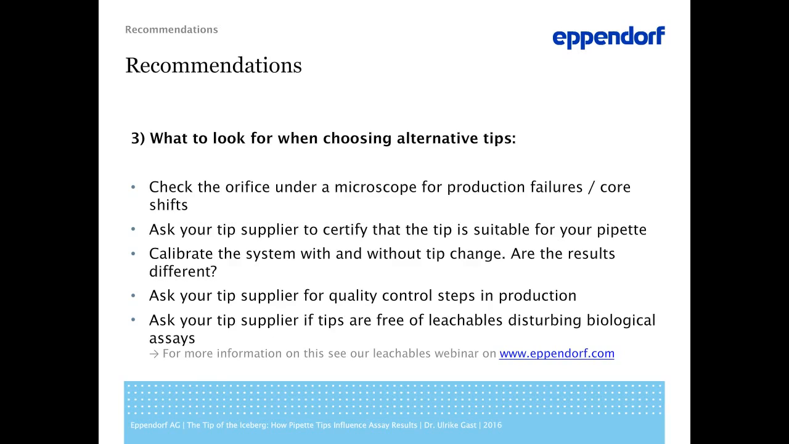Check the orifice under the microscope for production failures or core shifts. Ask your tip supplier to certify that the tip is suitable for your pipette. Calibrate the system with and without tip change. Are the results different? Ask your tip supplier for quality control steps within production. And ask your tip supplier if the tips are free of leachables disturbing biological assays.